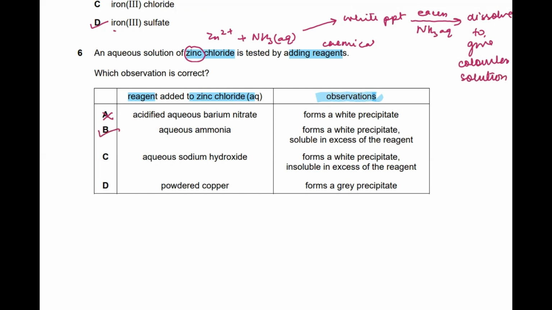Now, why is C not correct? That is also a reagent to test the zinc ions. With sodium hydroxide, you get a white PPT, and it is soluble in excess. But with NaOH, both zinc and aluminum dissolve in excess NaOH, so this particular part is not true for sodium hydroxide. And then powdered copper: if you add powdered copper to zinc chloride, the copper being less reactive will not displace zinc ions from the zinc chloride, so it forms no gray precipitate. That is again not possible. So we have the answer B here, which is correct.